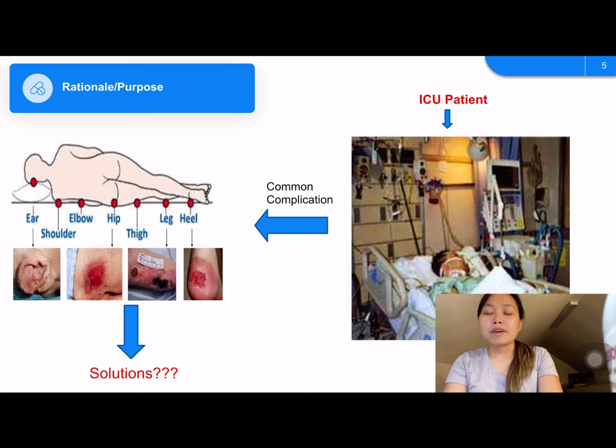So like I mentioned earlier, pressure ulcer is a very common preventable complication for patients in the ICU. So the question is, what is the solution? If that's a common but preventable problem, what can we do to solve the problem or improve that or even prevent that?